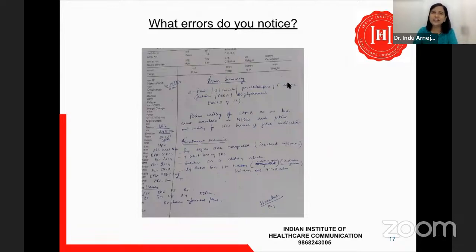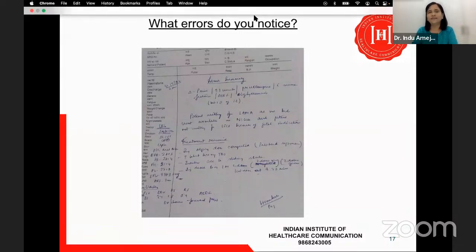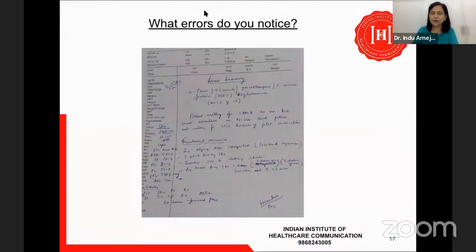So write in the chat box, what are the common errors you get to notice in the written work? Write in the chat box quickly, everybody. And these are the places where litigation will happen, where things go wrong. Absolutely. If your written work is not up to the mark, then you should always be ready for problems. Yes. Medication errors, yes.